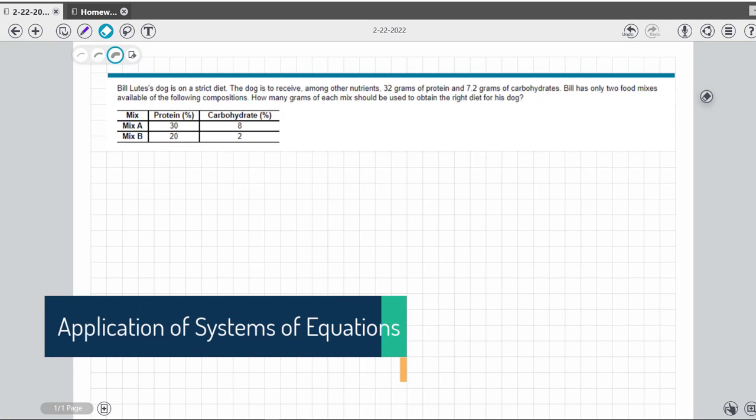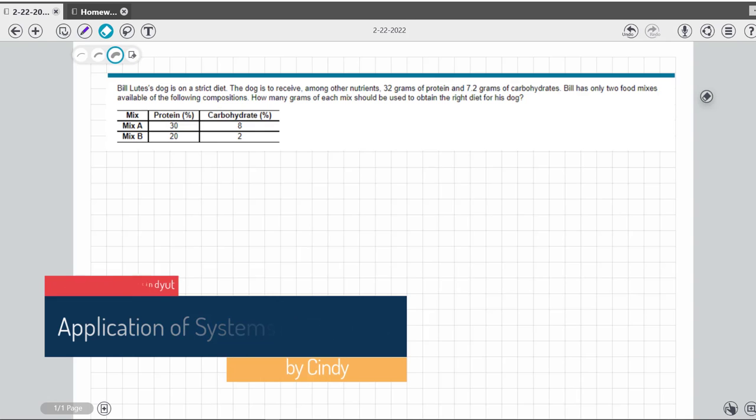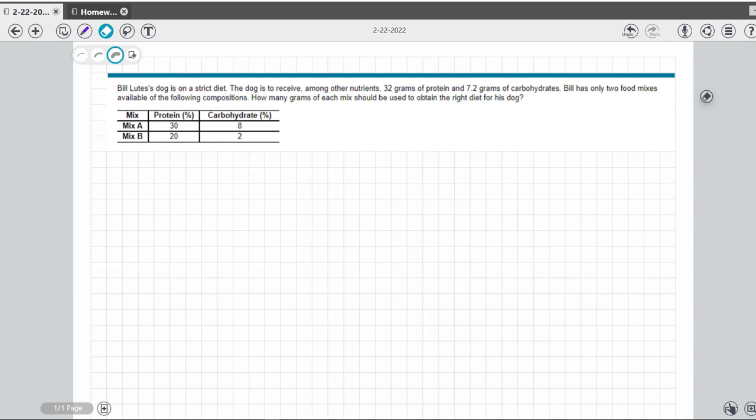Alright, you're learning systems of equations, and we want to see how we can actually apply this. So we have some information here. We have a mix A and a mix B, and I might differentiate those with x and y. And it says that this dog needs 32 grams of protein, 7.2 grams of carbohydrates. Well, I can look at my protein and my carbohydrate, so I could say, well, this is in percent, so be careful.